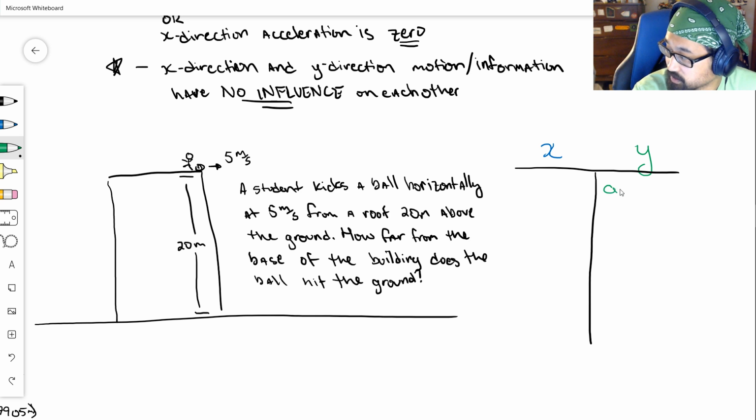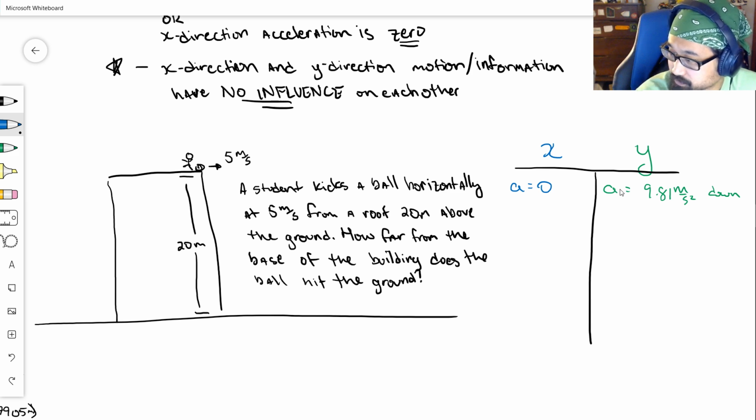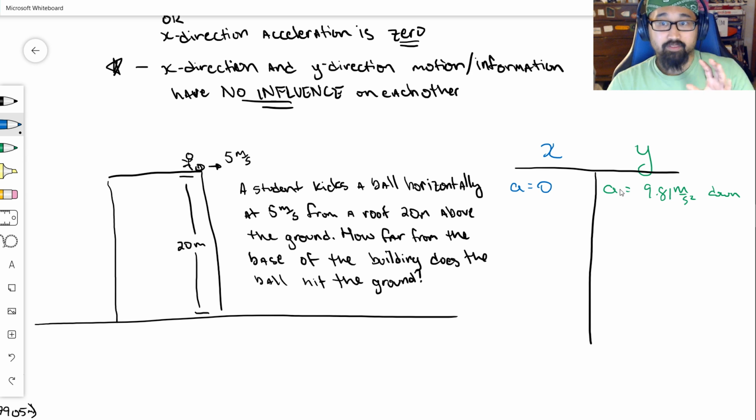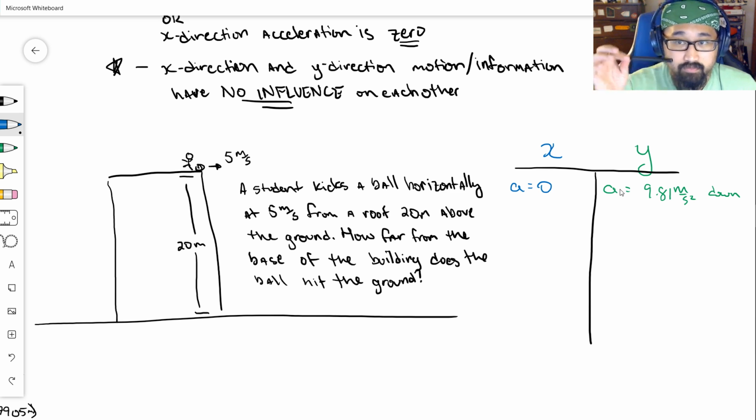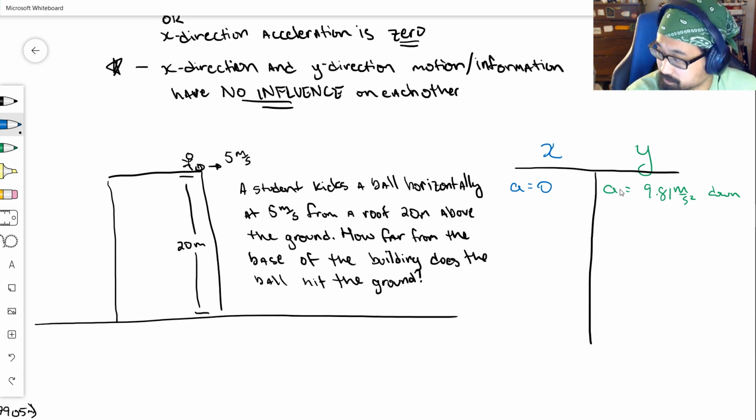All right? There are a handful of things that we just know. So I know that the acceleration here is 9.81 meters per second squared, down. I know the acceleration here is 0. Right? 5 meters per second horizontal. Horizontal is this way. That's the x direction. So I know that the initial velocity is 5 meters per second.